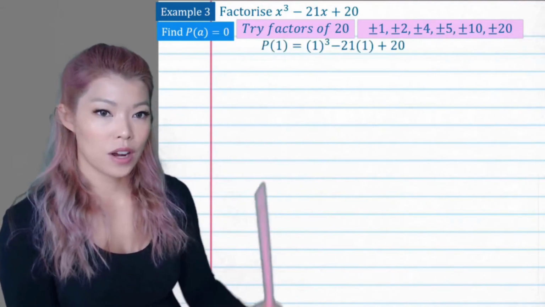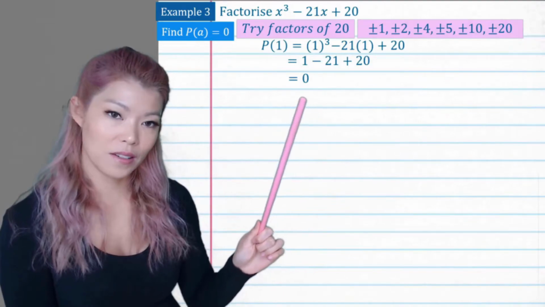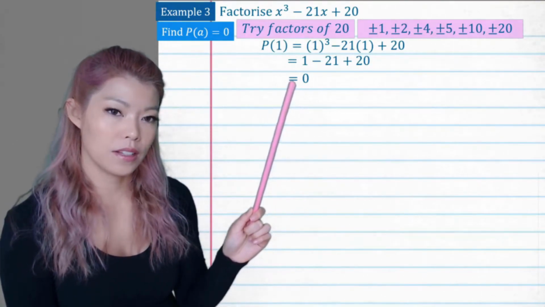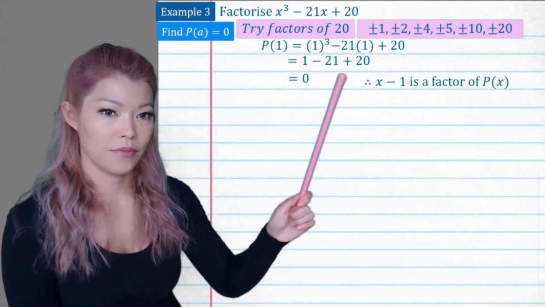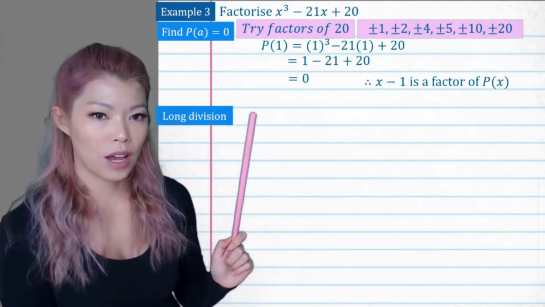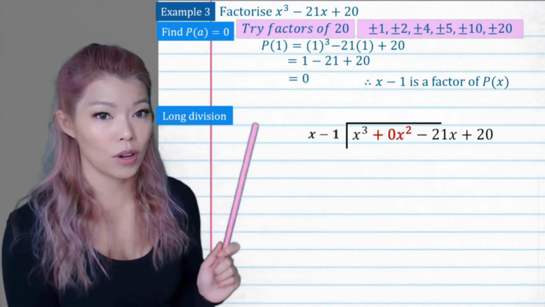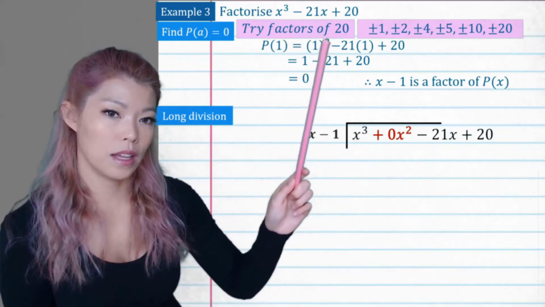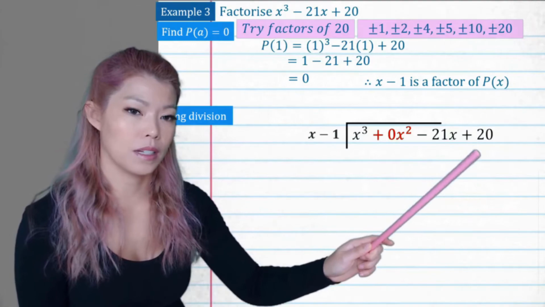So let's try the first one, 1, and sure enough it gives us 0. So we know straight away that p of 1 giving us 0, that x minus 1 is a factor of p of x. And now that we have the divisor over there, how do we find a quotient? We use long division. You can use the synthetic method or any method you want, it's fine. And we have to be careful because there's x cubed and then 0x squared. Remember to put that in. Then minus 21x plus 20.